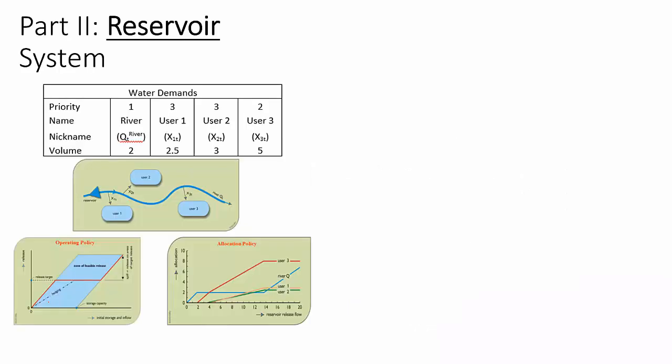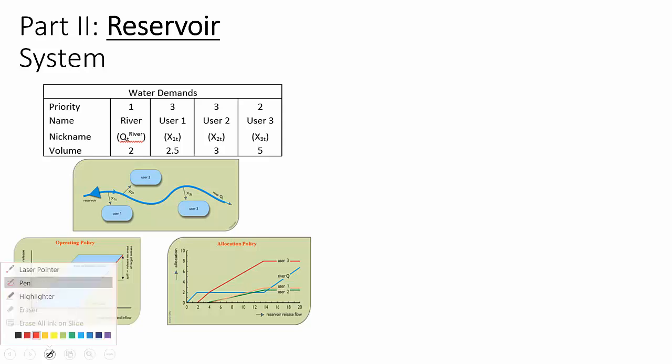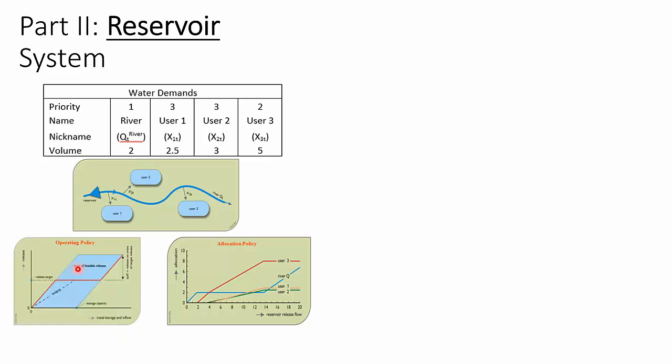Great, so now let's start part 2, the reservoir system. This one is similar to the system we were working with before. In this system we have the same 4 users: the river, and users number 1, 2, and 3, but now we have a reservoir here, and they have exactly the same priorities. First the river, then user number 3, and then users 1 and 2. Okay, so that's their priority.